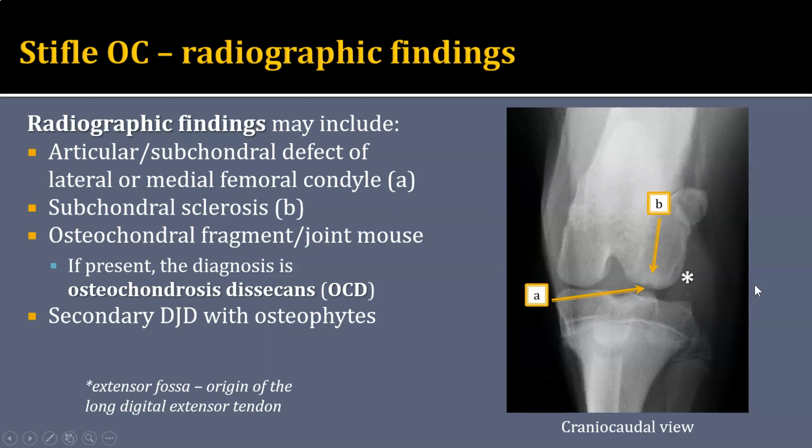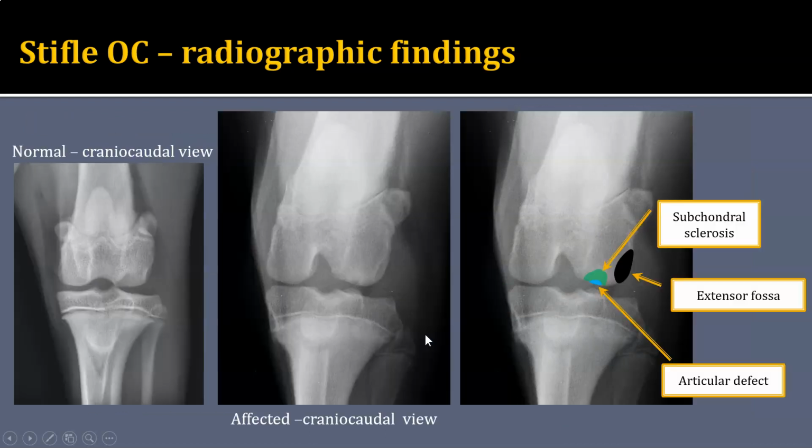I want to remind you that there is a normal radiolucency associated with the lateral femoral condyle, and that is the extensor fossa, which is the origin for the long digital extensor tendon. This patient has this radiolucency over here at the lateral aspect, so not really the articular aspect. And then there is this thin sclerotic line around it. So that is normal. So please do not mistake this for an osteochondrosis lesion.